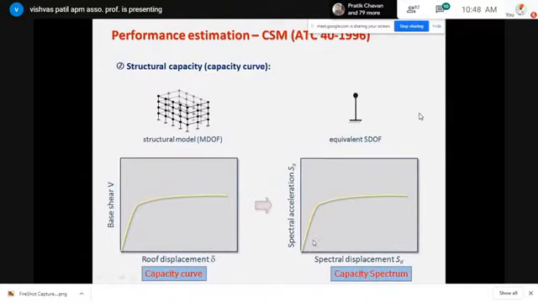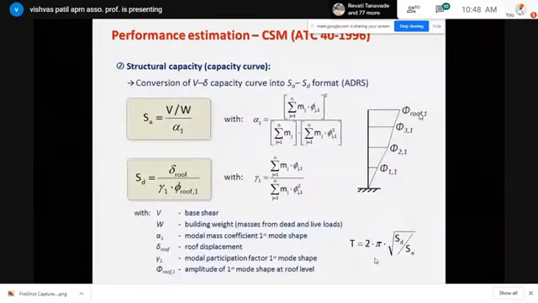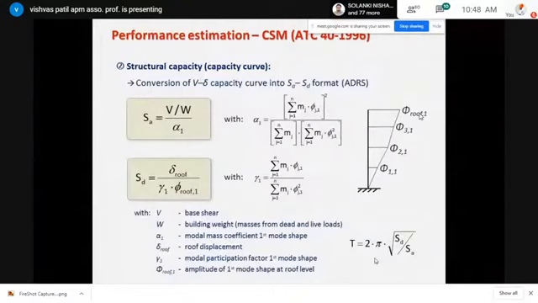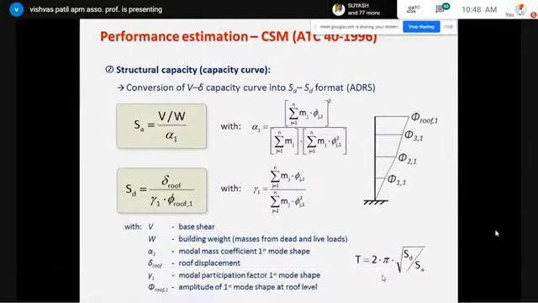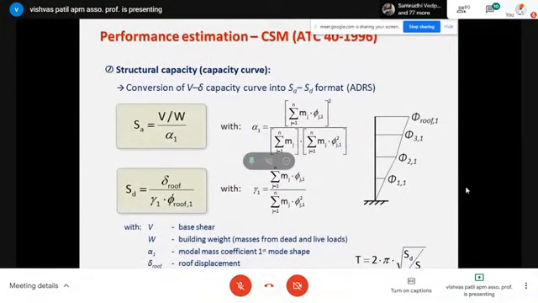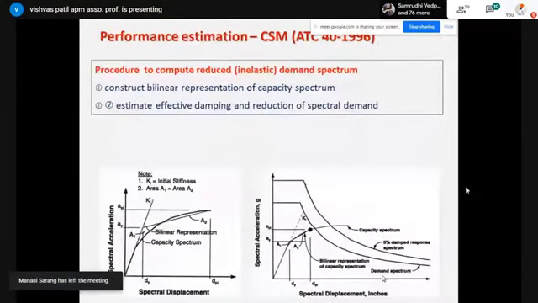For the conversion from base shear into spectral acceleration and roof displacement into spectral displacement, we require equations. Here, these are the equations. Again, these equations are applicable for a single degree of freedom system. Therefore, in the capacity spectrum method, there is an idealization that we have to assume the structure as a single degree of freedom system.